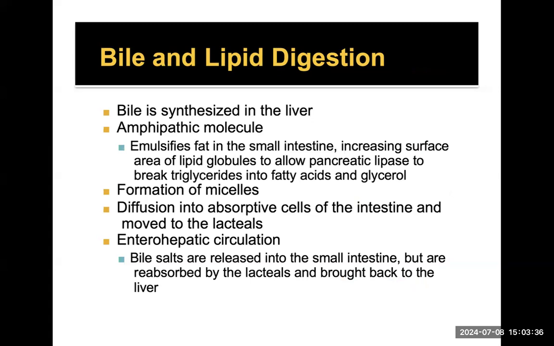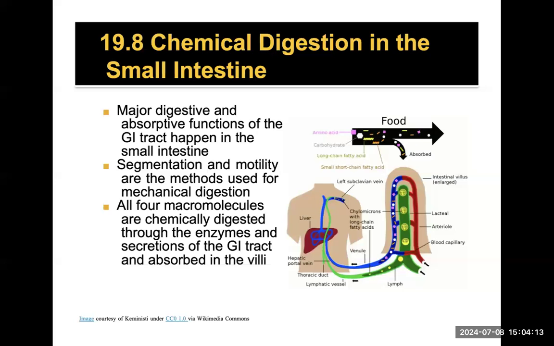Bile and lipid digestion. So bile is going to be synthesized in the liver. It's an amphipathic molecule, which means it emulsifies fat in the small intestine, and it increases the surface area of lipid globules to allow pancreatic lipase to break down the triglycerides into fatty acids and glycerol molecules, which are smaller components. From there, you can create this circular or spherical formation of what we call a micelle. And then you're able to start breaking the components down and absorbing them into the intestine now because they're smaller, where they're going to enter into circulation, likely through a lacteal, because even though it's smaller, it's still pretty big.